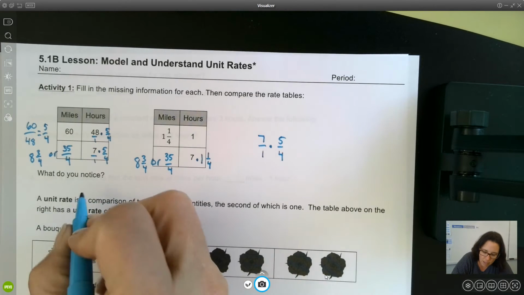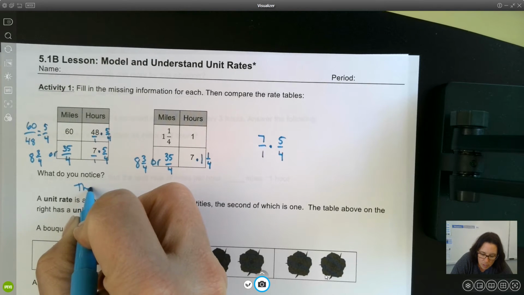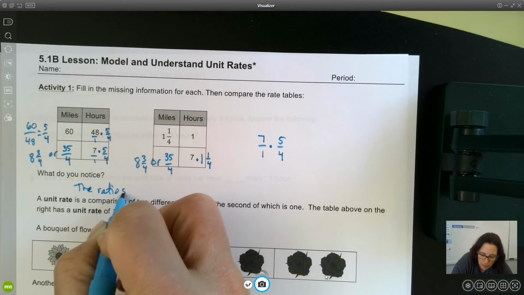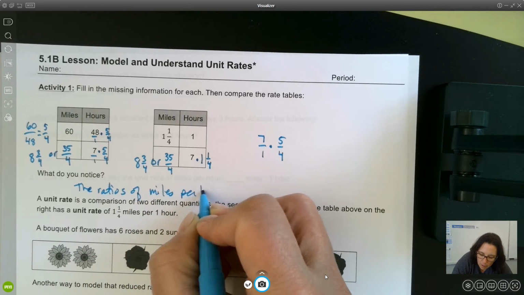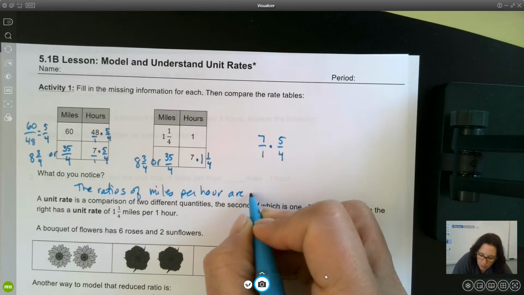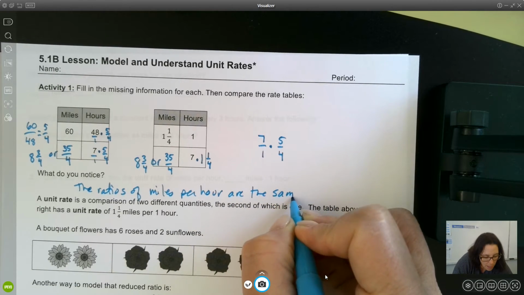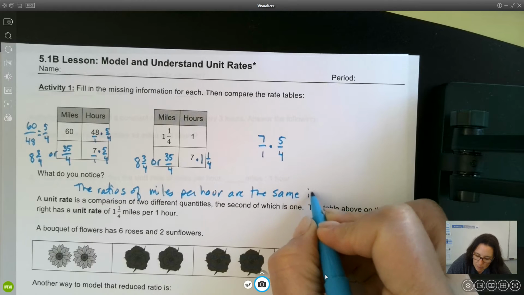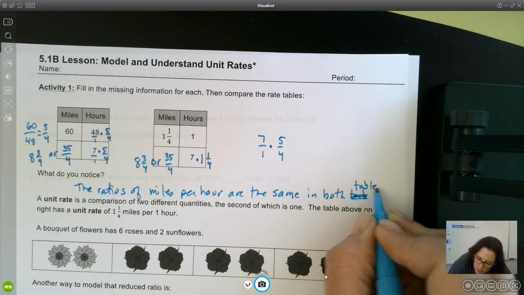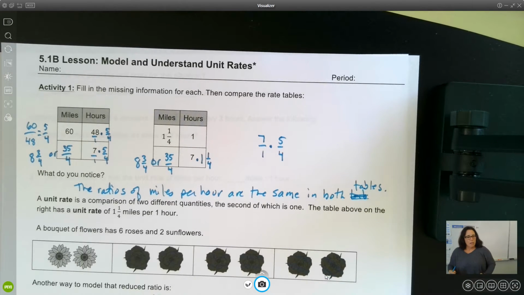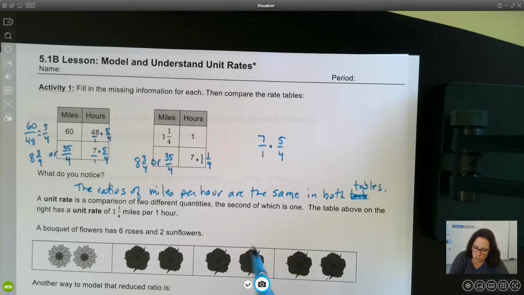So the ratios of miles per hour are the same in both tables. Sorry, misspelled it. Okay, a unit rate is the comparison of two different quantities, the second of which is 1.